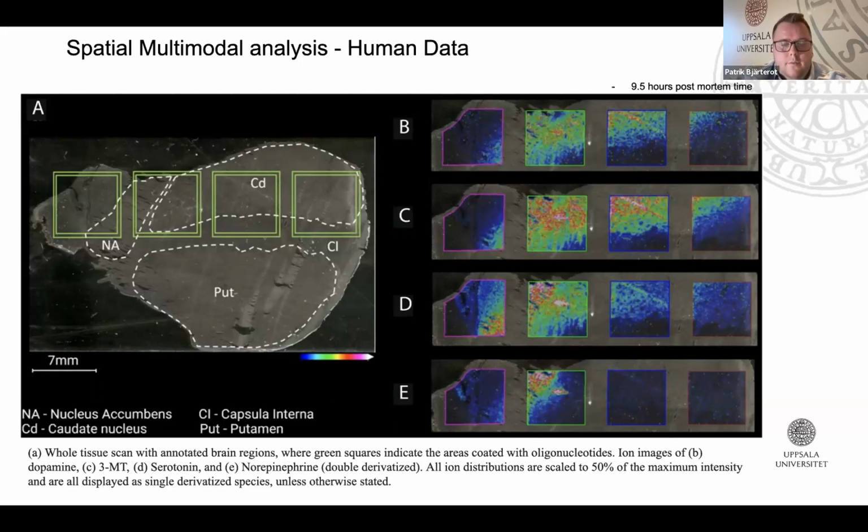Norepinephrine being double derivatized here. So this was also done in FMP10, and in this, I should mention also that we collected the samples based on the Visium squares that we can see here on the left. So those green squares are where Visium collects the RNA data, and so that's where we collected the MSI data as well.